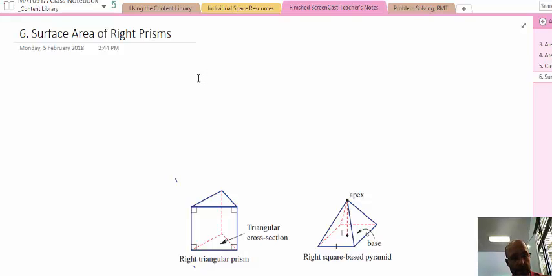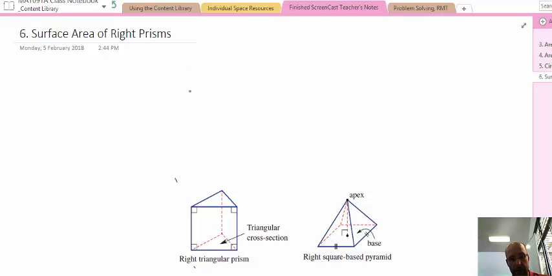Okay, this is a video about surface area of right prisms. First of all, what is a prism? A prism is basically a three-dimensional shape where, if we cut along what's called the main axis, we would get the same cross-sectional shape.